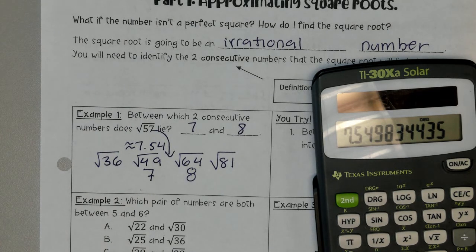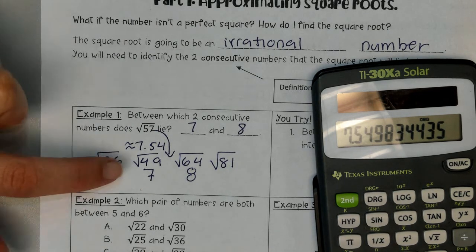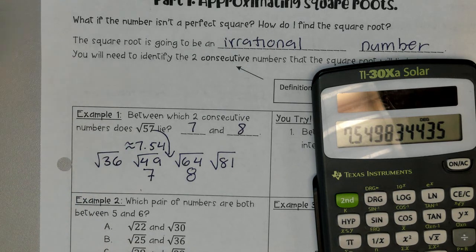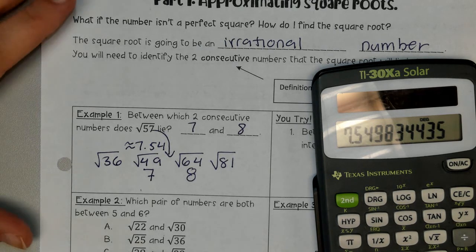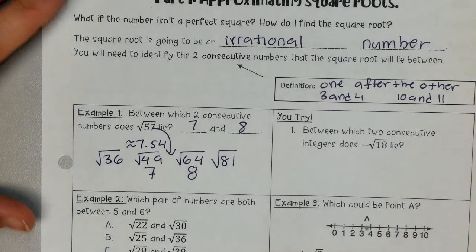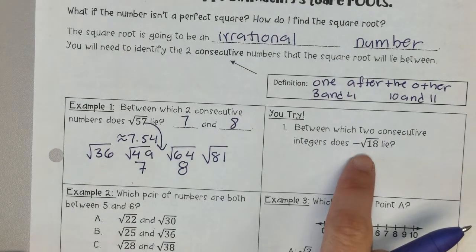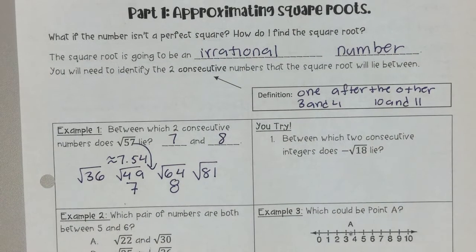But again, you always have a calculator. This is just like it's really good to know your multiplication facts and your integer rules. It helps you become more fluent and do math faster. Knowing all of your perfect squares will help you do this faster. So you guys do this one. It has a negative number out in front.